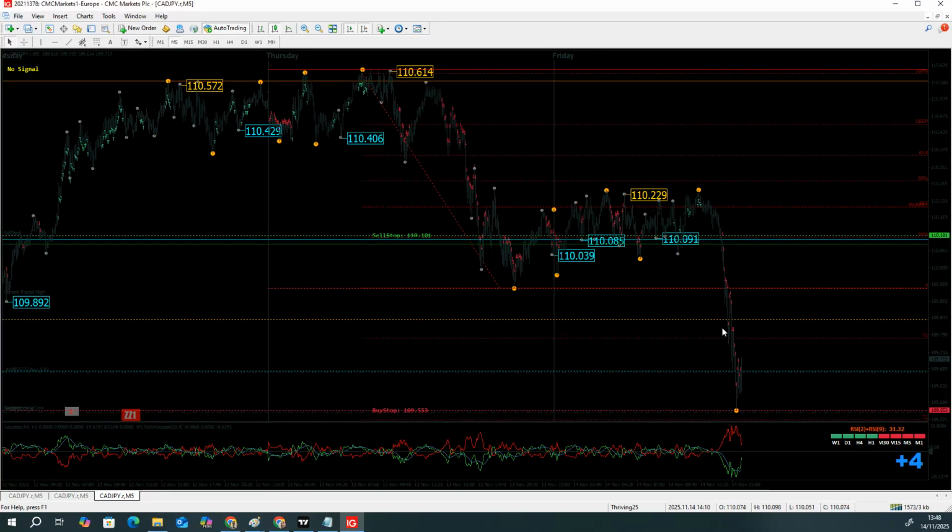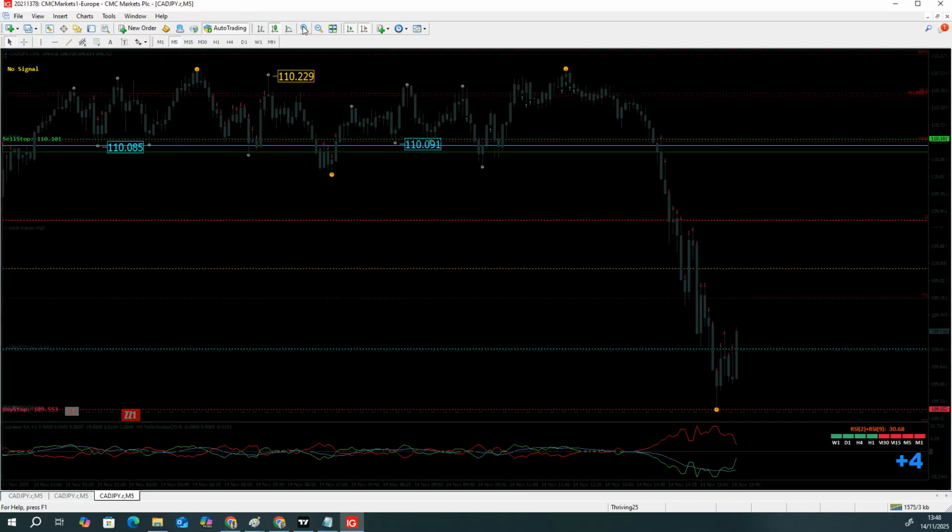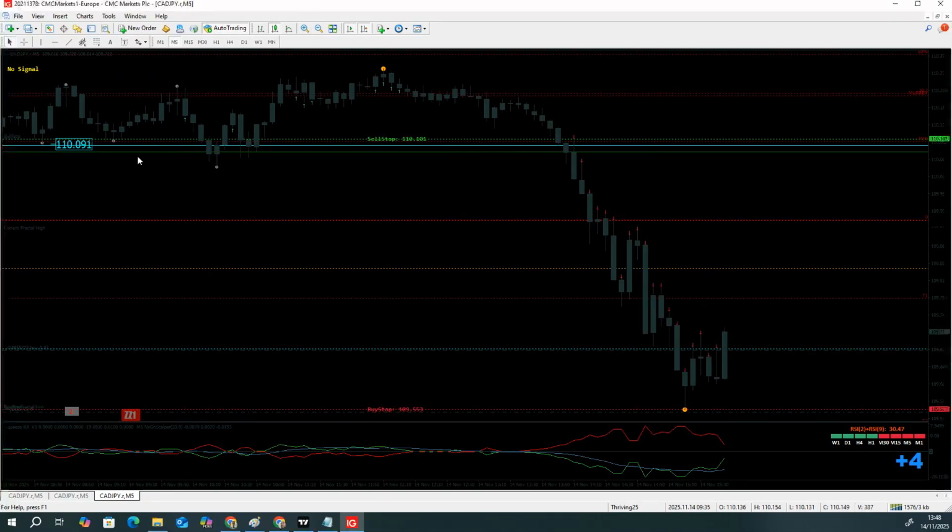Initially, I thought I wouldn't reverse the trade, but what we are having now is a signal for a strong reversal.